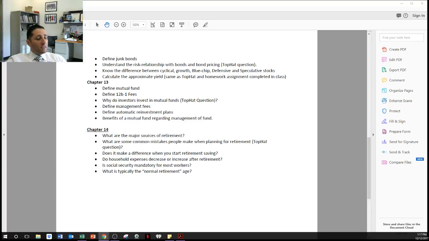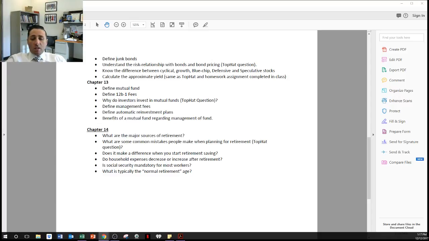Do household expenses decrease or increase after retirement? Now, think about retirement stuff, right? Think about what it is. It really makes a difference whether you start retiring. Does it make a difference when you start retiring and when you start retirement savings? So what's the answer? The answer is duh. Of course it makes a difference, right? You start earlier, you can compound your interest more often.